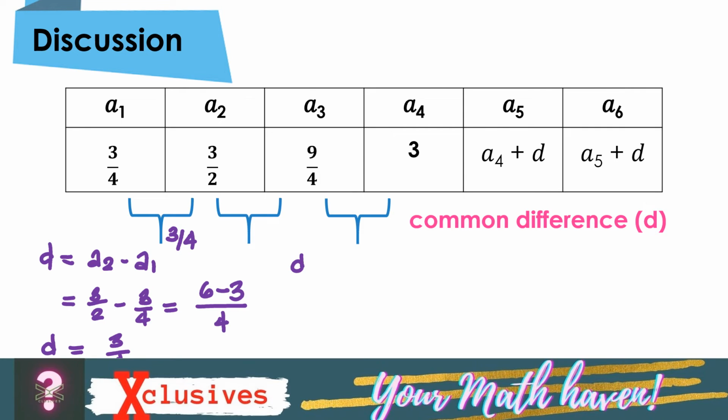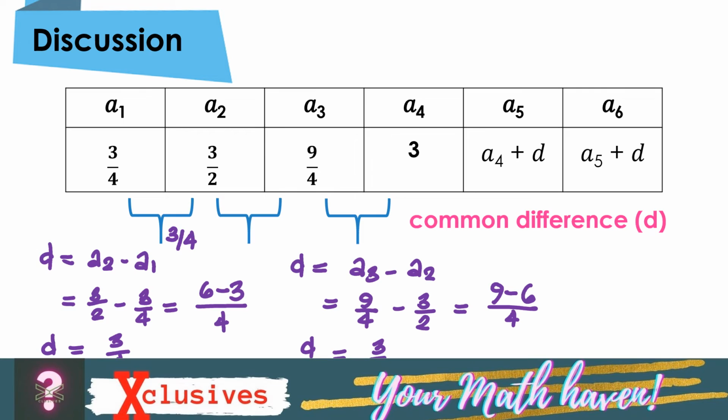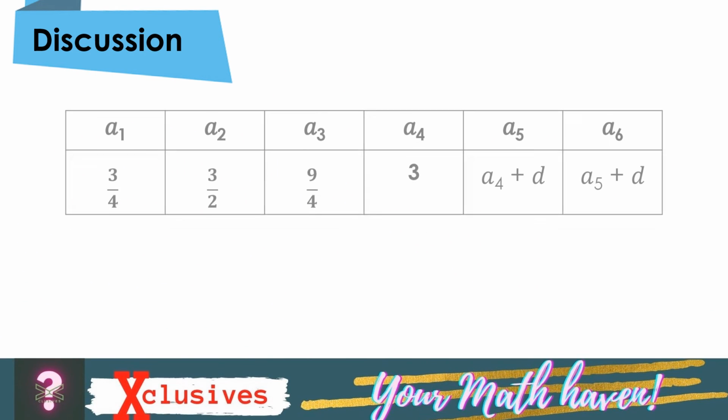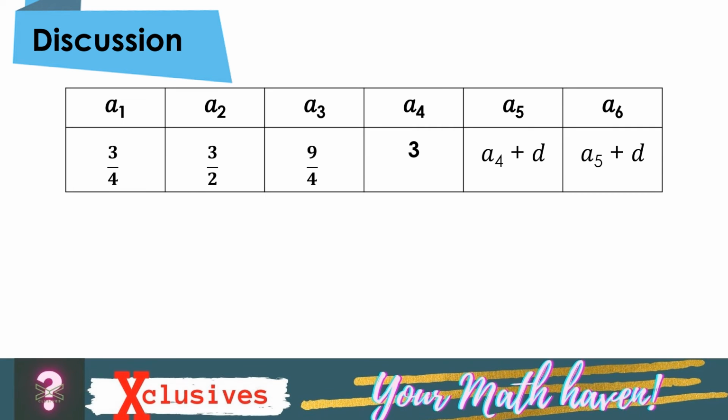Let's try the other consecutive terms. a sub 3 minus the second term, that is 9/4 minus 3/2. The LCD would be 4. 4 divided by 4 is 1 times 9, that's still 9, copy minus sign. 4 divided by 2 is 2 times 3, that's 6. 9 minus 6 results to 3/4. So, I think we're done solving for the common difference. Since we already know the common difference, I think we're ready to solve for the missing terms.